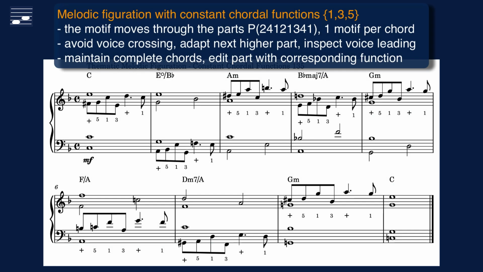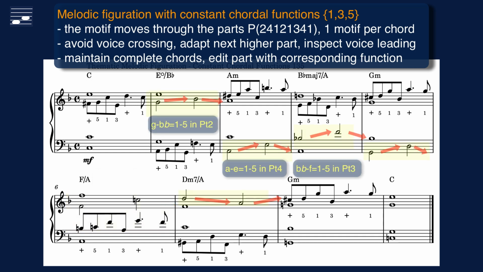This constant chordal function motif is applied to the C Mixolydian harmony in the part sequence at the top. This order is determined by the current part that has chordal function 5. The result is the one motif per chord texture. In bar 6 you see the modification of part 2, preventing voice crossing and compensating for the fact that the arpeggio motif in part 3 moves from function 5 to 1. There are more cases of modified parts to maintain complete chords. Note how these return to the pitch from the original setting.